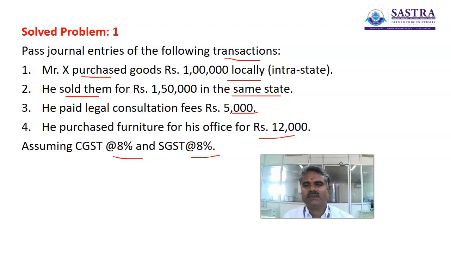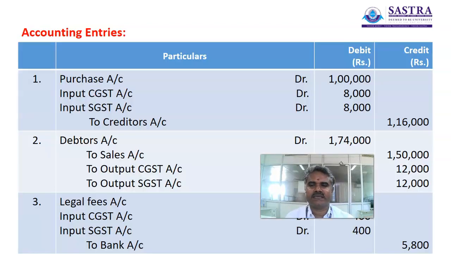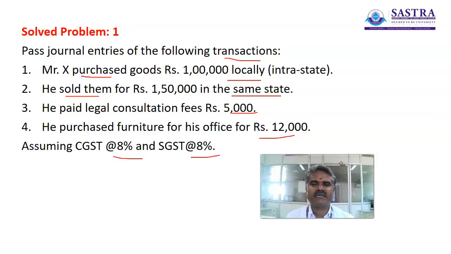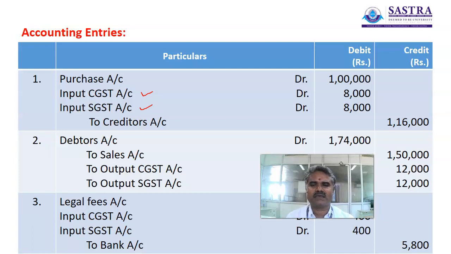Now we will see the entries one by one. Purchase account debit, input CGST, input SGST, to creditors. This is for inward supplies. Inward supplies means purchase. He purchased 1 lakh worth of goods. So 1 lakh, 8% of 1 lakh.